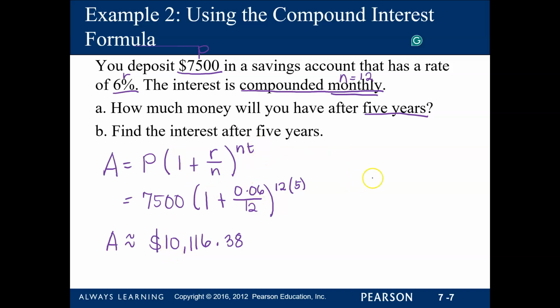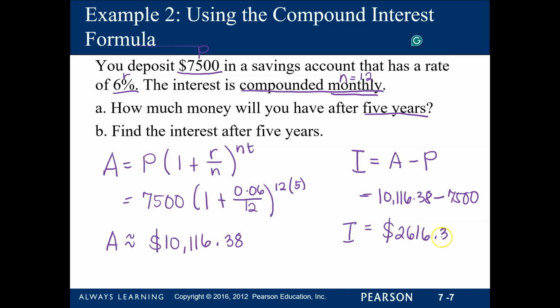So how much is the interest in 5 years? The interest all the time is the future value minus the principal. So we subtract 10,116 and 38 cents by the amount that was deposited, which is 7,500. And so the interest of that amount is 2,616 and 38 cents. Okay, so that's how we get the future amount with compounding a few times or several times in a year.